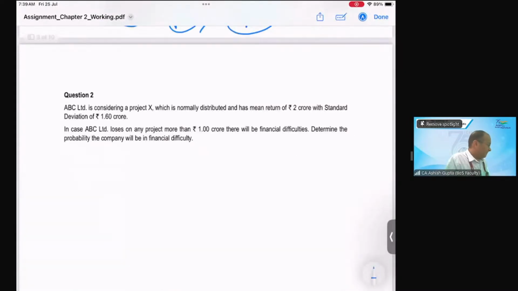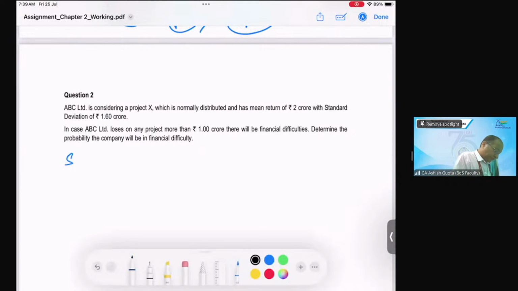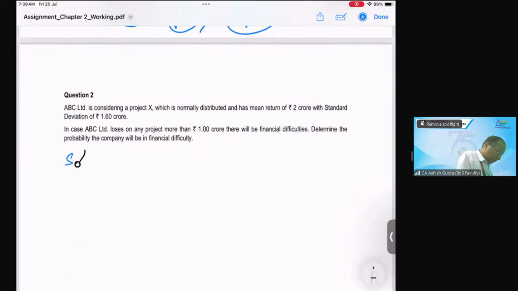Okay, student. Now I am coming to the next question. Question number 2. Let us read the question. ABC Limited is considering a project X which is normally distributed and has a mean return of 2 crore with a standard deviation of 1.6 crore. Standard deviation will always be used in VaR. In case ABC loses on any project more than 1 crore, there will be financial difficulties. Determine the probability that the company will be in financial difficulty.